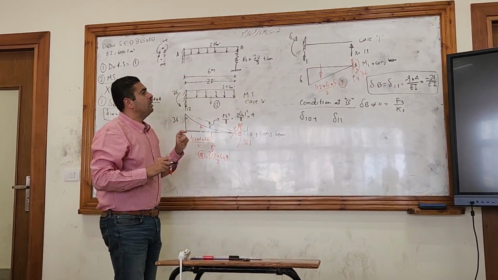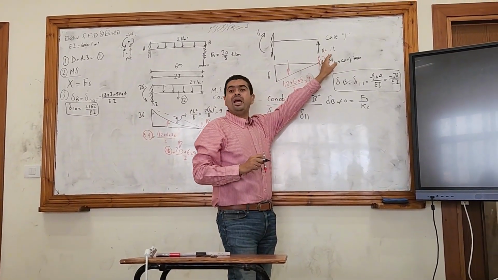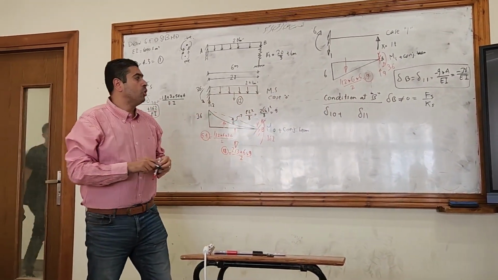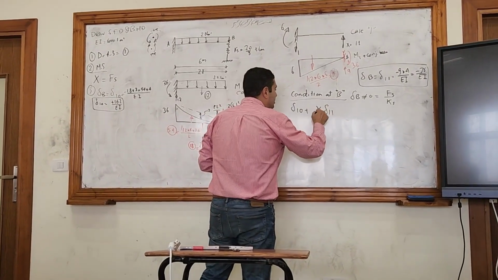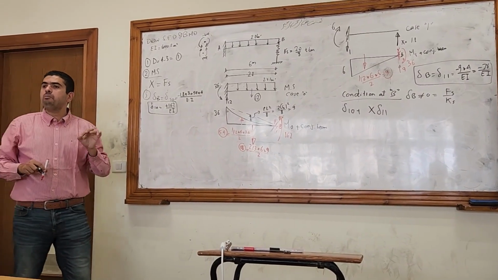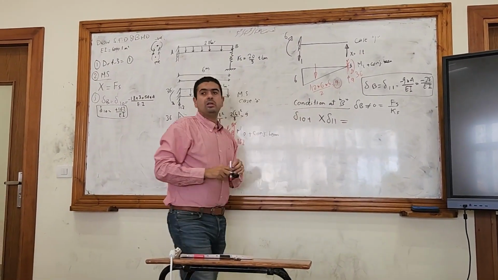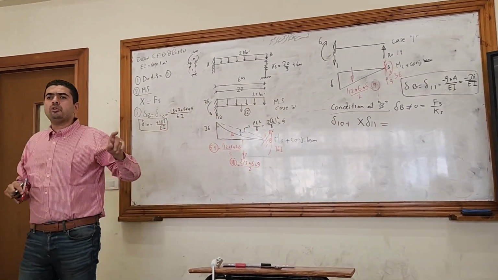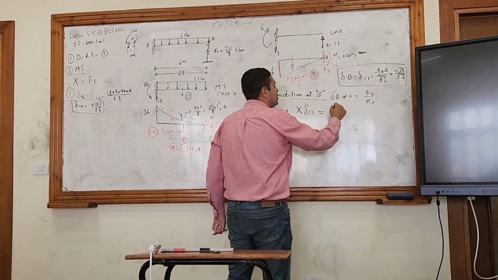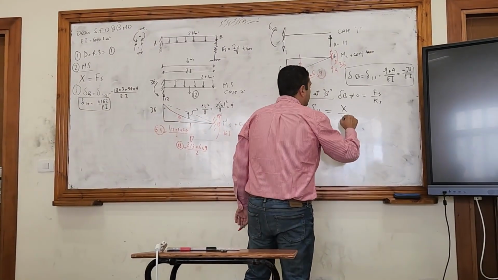But delta 1, 1 was based on the vertical reaction at the spring equal to 1 ton. It's not equal to 1, so it's equal to x. So the right value of delta 1, 1 will be delta 1, 1 multiplied by x. What about the right hand side? It was usually equal to 0 last time. Now it's not equal to 0. It's equal to the force at the spring, which is x. The force at the spring is x divided by k spring.